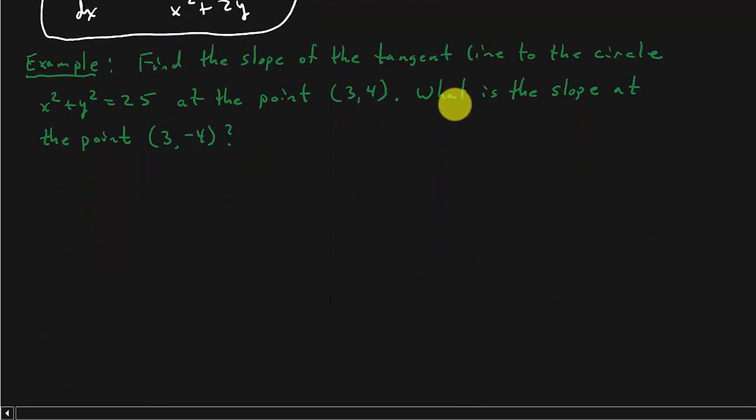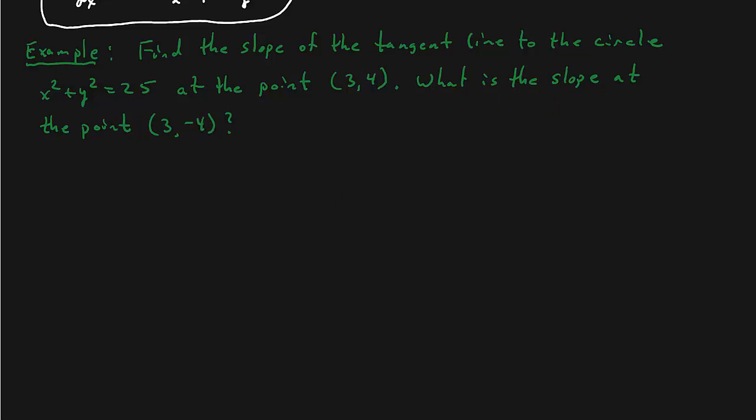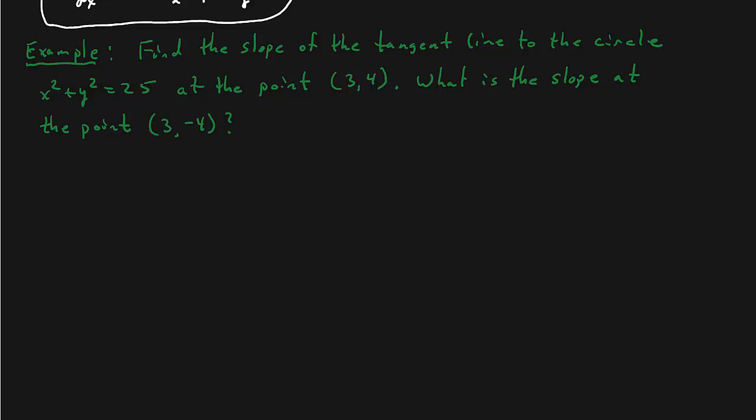All right, so let's look at this one. Find the slope of the tangent line to the circle x squared plus y squared equals 25 at the point 3, 4. And then they also want to know what is the slope at the point 3, negative 4. So what did it ask us to do? It asked us to find the slope of the tangent line, right? Well, how do you find the slope of the tangent line? You take the derivative and then evaluate the derivative at the point.